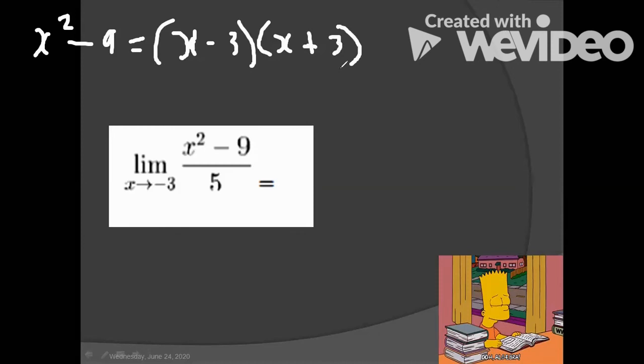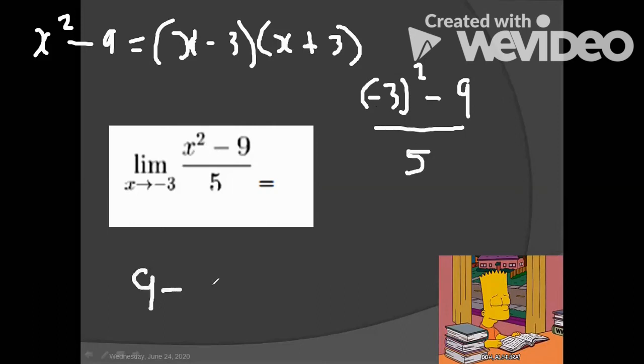But when you get that and divide it by 5, nothing will cancel. So that is not going to help us. So we're going to use direct substitution. What I'm going to do is replace x with -3. So we have negative 3 squared subtract 9 all over 5. Now what is negative 3 squared?